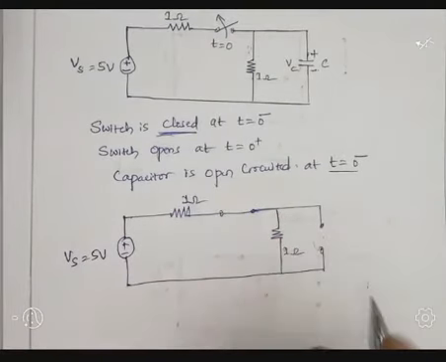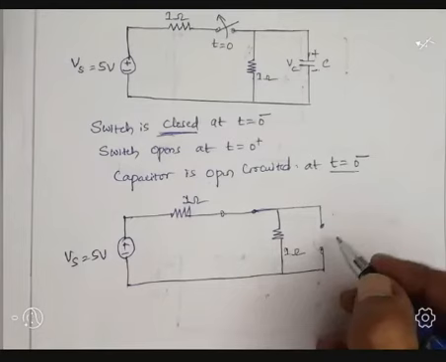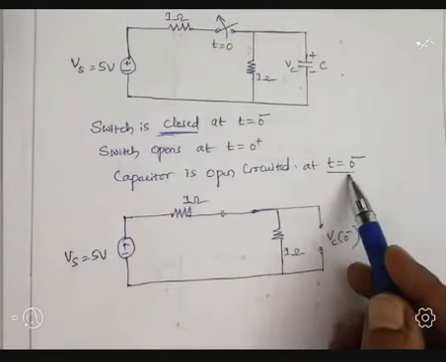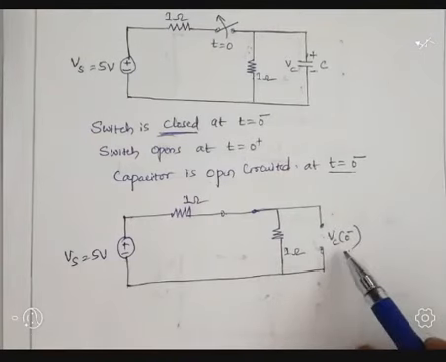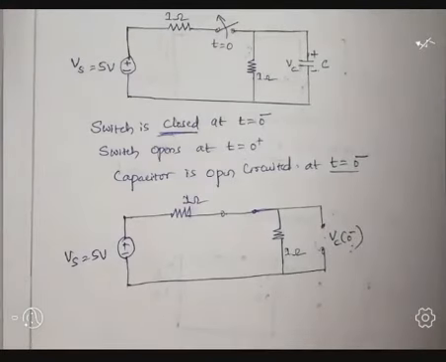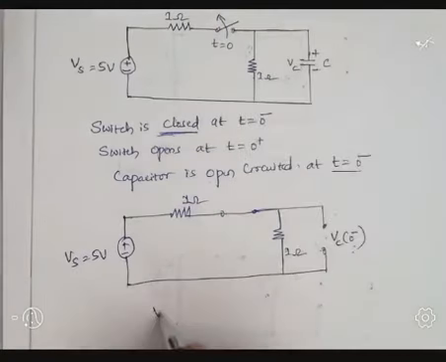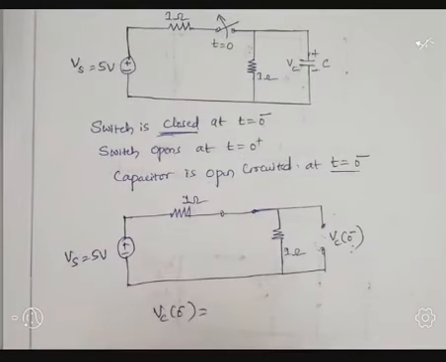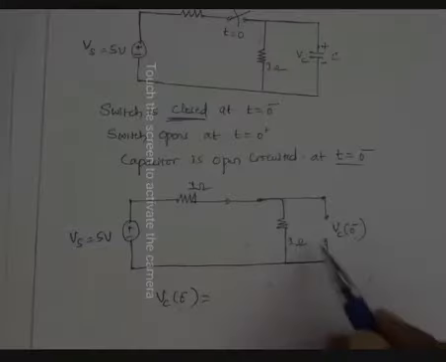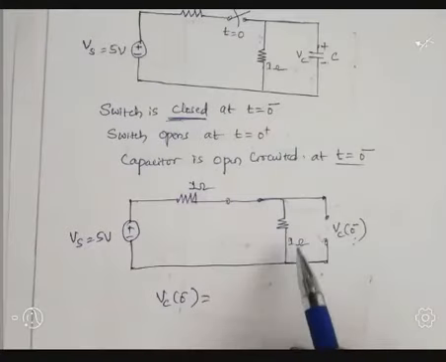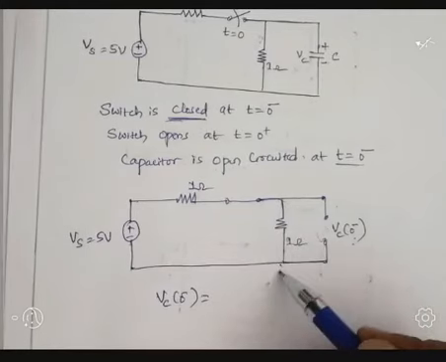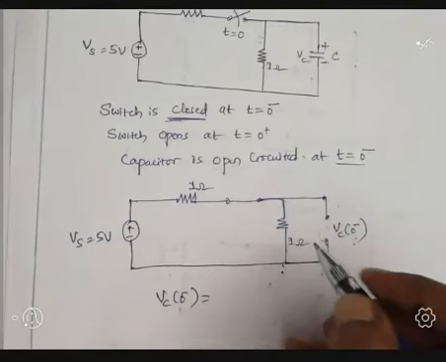Now calculate. I am going to represent this as Vc of 0 minus, at t equal to 0 minus, meaning the voltage drop across the capacitor before the switch. Vc of 0 minus is nothing but the voltage drop across these two ends. Voltage drop across parallel branches remains the same. So how much voltage drop is present across this branch? We are calculating this before the switch.